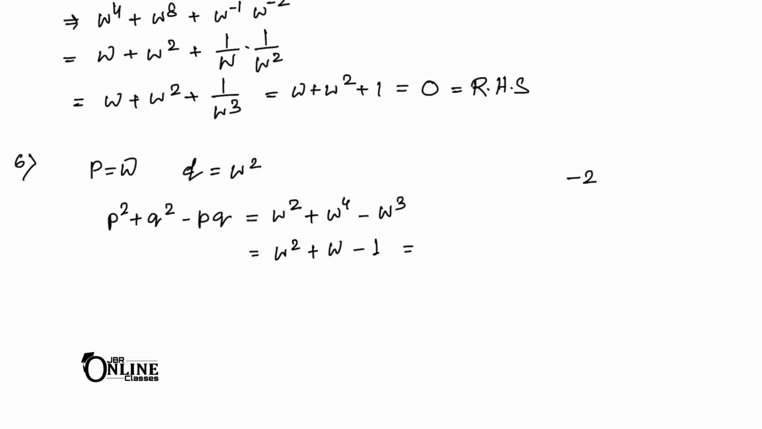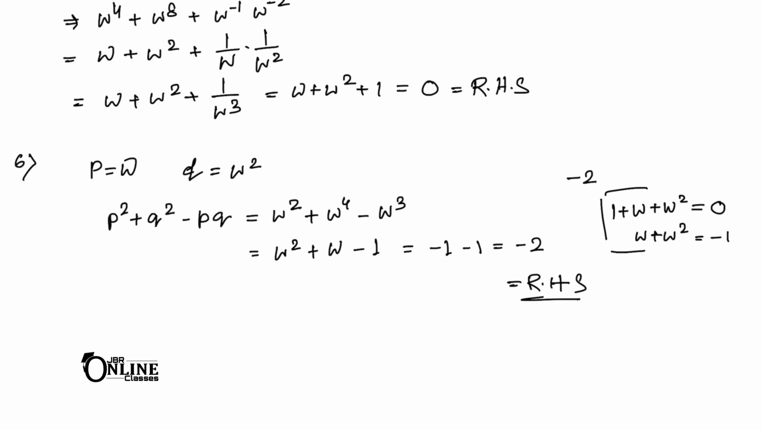So you know that omega plus omega square also equals minus 1. So minus 1 equals minus 2, because here the formula 1 plus omega plus omega square equals 0. So from that omega plus omega square equals minus 1. So that equals the right hand side, and it's proved.